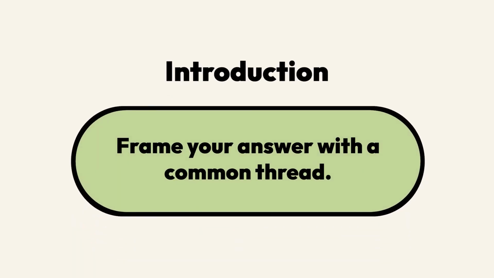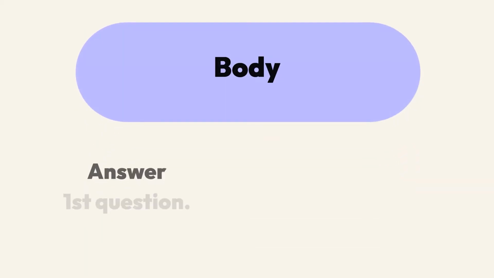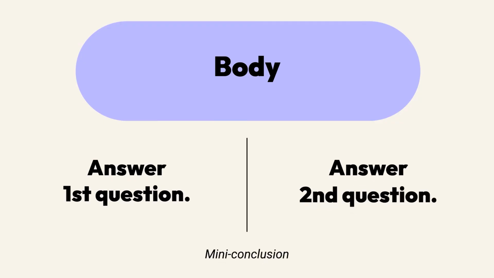The way the 2-part structure is going to work is in your introduction, you're going to start by framing your answer with a common thread. And then in your body, you're now going to have your 2 answers. After your first answer, you want to have a mini conclusion. You don't want to just end it. They don't know that you're done with your first part.